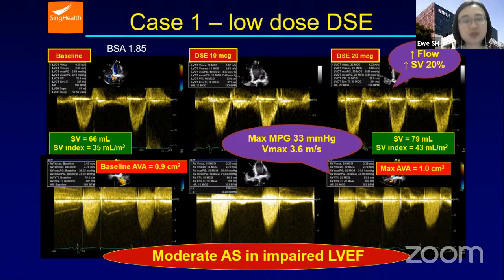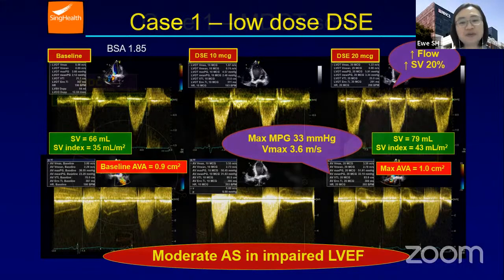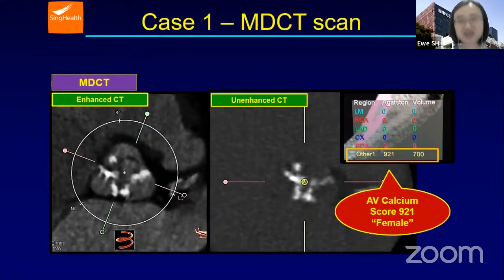So with this patient, we actually waited for a while, and to confirm that the aortic stenosis is not yet severe, we did a calcium score, and indeed, it is just a female level. She did not have true severe aortic stenosis. We watched her very carefully. Actually, 6 to 9 months later, she became symptomatic, and she went on to have an aortic valve intervention, TAVI.